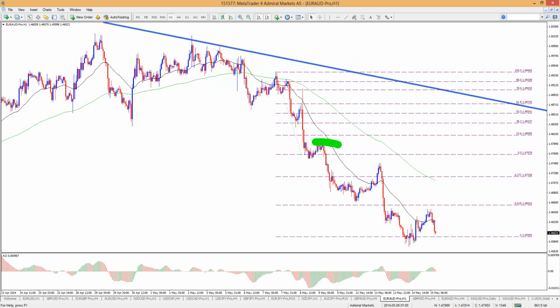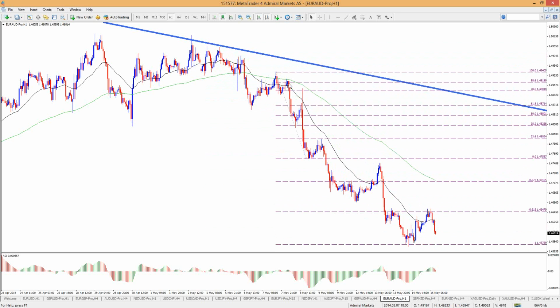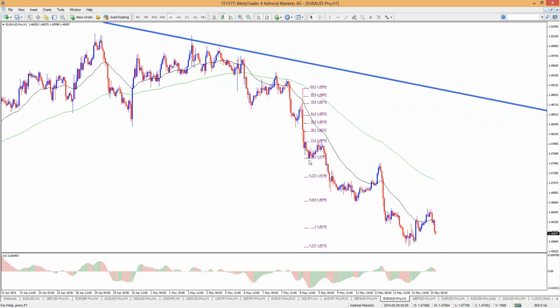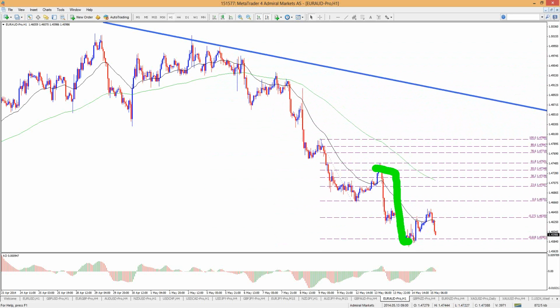This is just a very shallow fib. So it's really not so relevant anymore, that one. You can use the natural swing high, swing low. It's a 23.6 fib. 61.8 down to the minus 116.18 target.